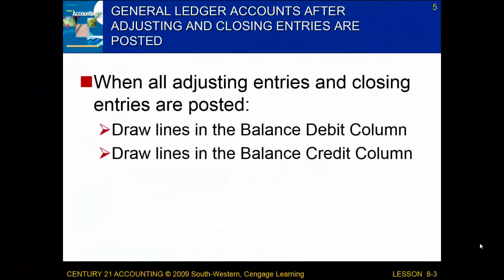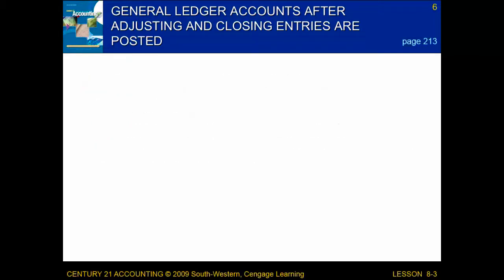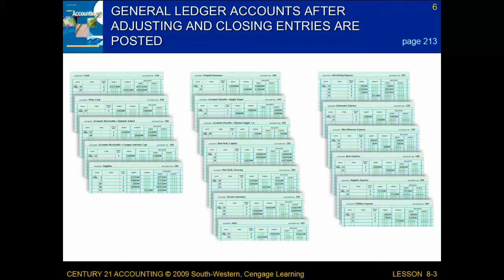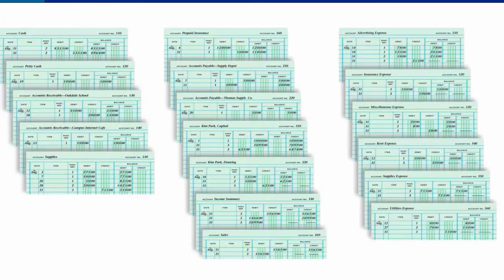So as soon as you've finished posting your adjusting entries and closing entries, you know you're done by seeing lines in the balance debit column and the balance credit column. And to give you an idea, this is kind of what that looks like. But notice we have these lines only in our temporary accounts.